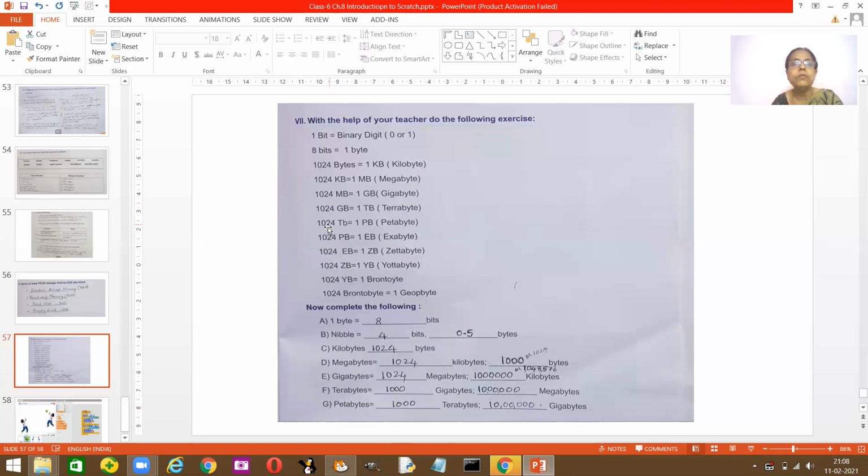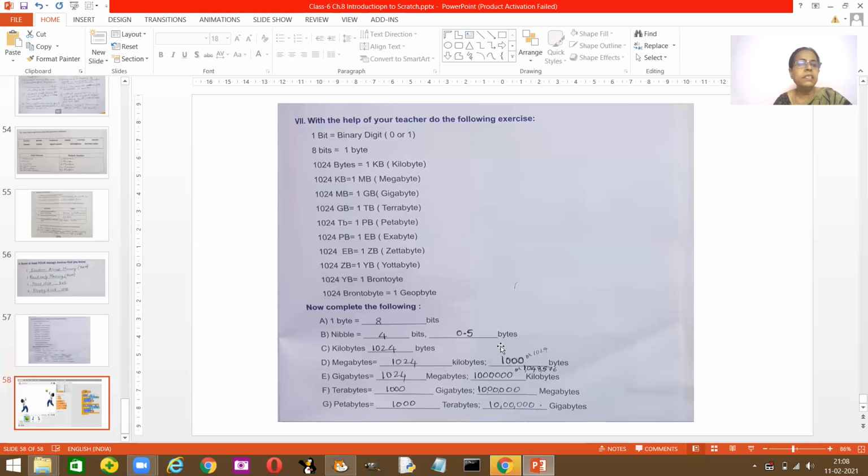1 petabyte is equivalent to how many terabytes? It's equivalent to 1024 terabytes. Here 1024 terabytes. And how many gigabytes? Double of it, again 10 lakh gigabytes. Understood the table, the metric table for your binary digits?